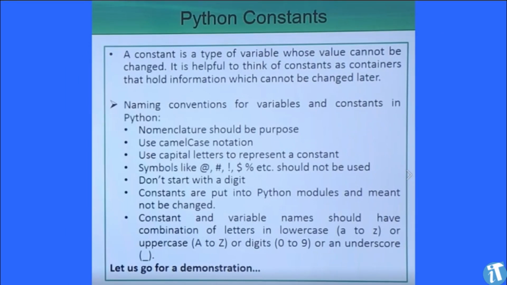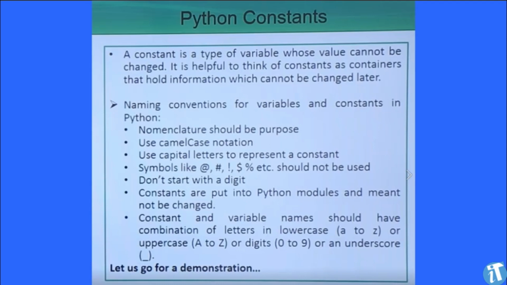A constant is a type of variable whose value cannot be changed, and it is helpful to think of constants as containers that hold information which cannot be changed later on. So a constant is nothing but a variable which will be holding a value, but the value cannot be changed later on. Now, naming conventions for variables and constants in Python: the nomenclature should be purposeful. We all know that it is a good programmer's practice. The best practice of developers and programmers is that the variable name, the function name, and the class name should be purposeful.